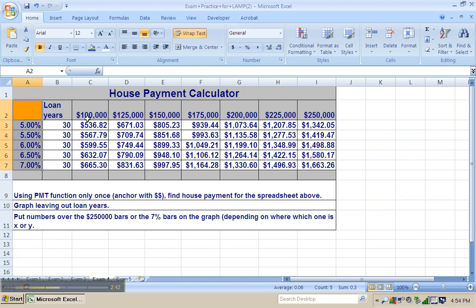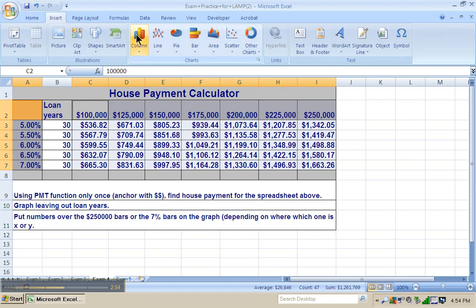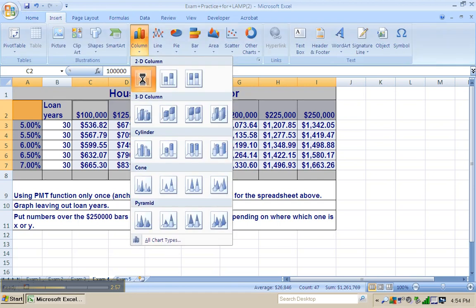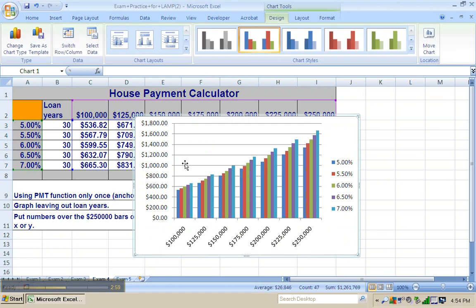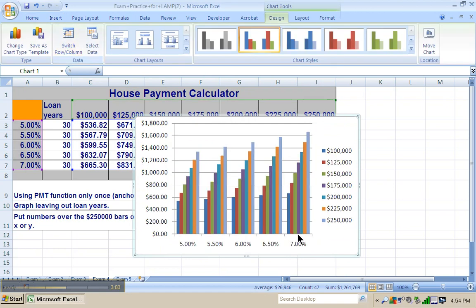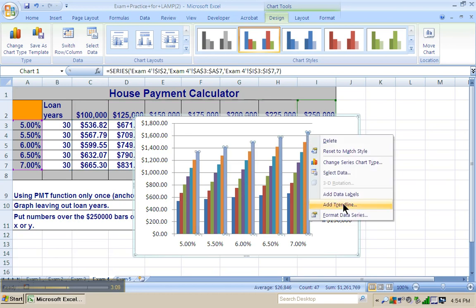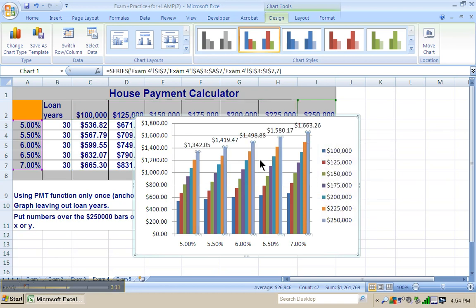Just hit non-adjacent rows and graph that and put the numbers over the bars. And so if I just graph this, insert a column graph, for example. Right, I've got that, and now I can switch it. I can switch the rows and the columns, because that kind of makes more sense to me. And then if I want to put the numbers over this tall bar, then I just right-click and add data labels, and then there they are.